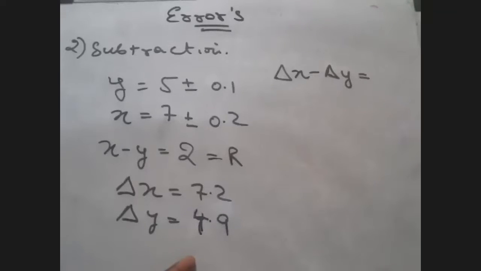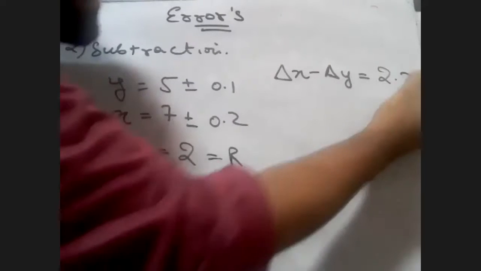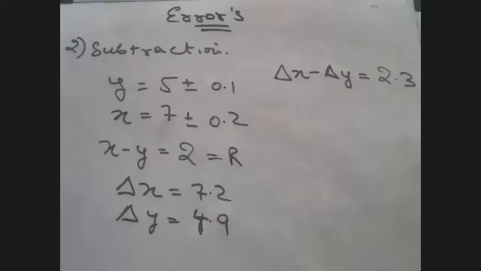It's subtraction, isn't it? Yes. So how much are you getting? 2.3. Yes, 2.3. So look here. Yes, someone is telling some other number only. I don't know what. Okay.